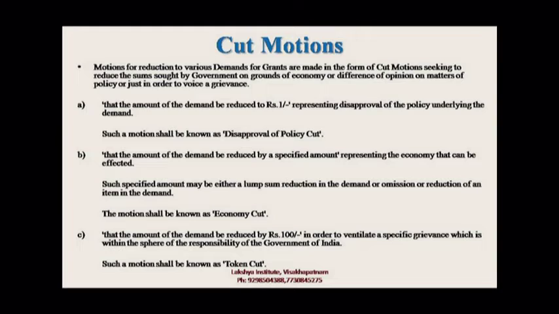B. That the amount of the demand be reduced by a specified amount representing the economy that can be effected. Such specified amount may be either a lump sum reduction in the demand or omission or reduction of an item in the demand. The motion shall be known as economy cut. C. That the amount of the demand be reduced by 100 rupees in order to ventilate a specific grievance which is within the sphere of the responsibility of the Government of India. Such a motion shall be known as token cut.